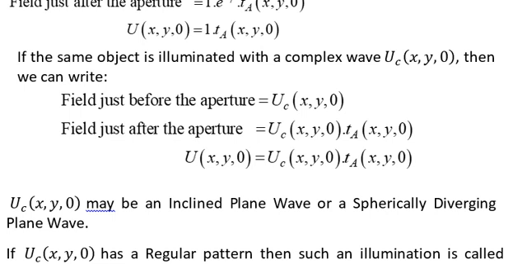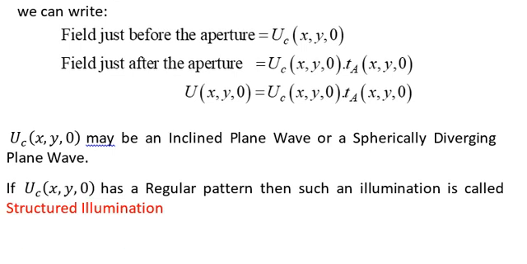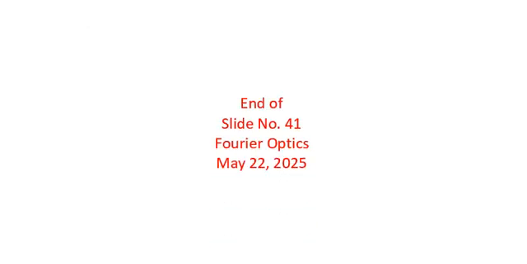So u c of x comma y comma 0 may be an inclined plane wave or a spherically diverging wave or any other wave. If u c of x comma y comma 0 has a regular pattern, then such an illumination is called structured illumination. So this is the end of slide number 41.